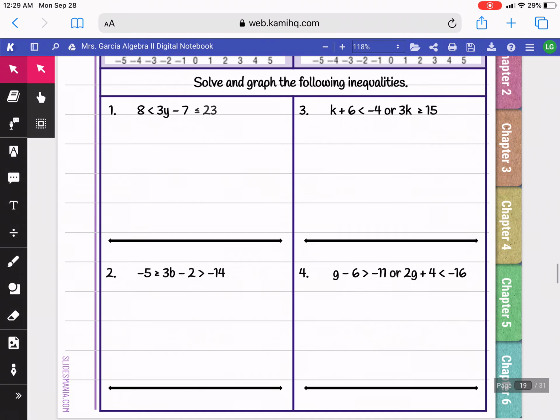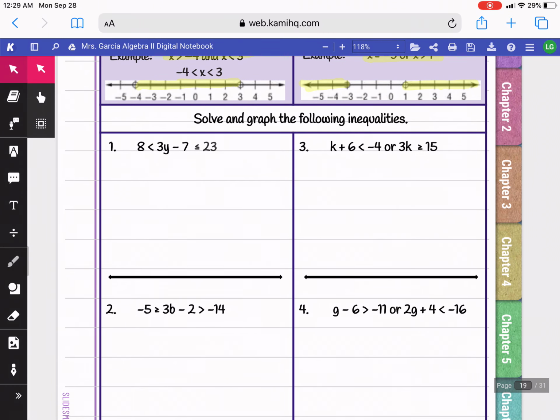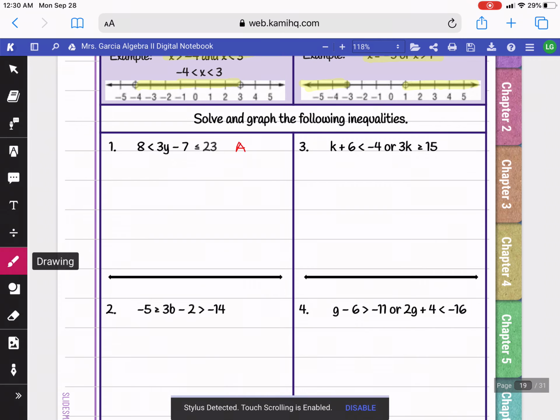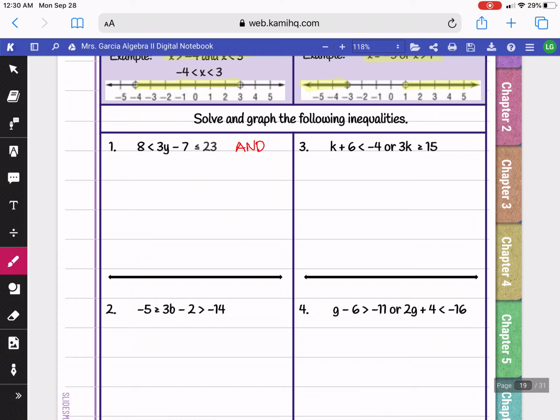We're going to do some examples here. So in number 1, I usually like to identify if it's an and or or right away. This one is an and inequality because it has my less than symbols. So what you're going to do is split this into two problems. Both are going to have this middle part. So my first problem is going to be 8 less than 3y minus 7. My second problem is going to be 3y minus 7 is less than or equal to 23. And I would put the word and in between them because of the less than symbols.